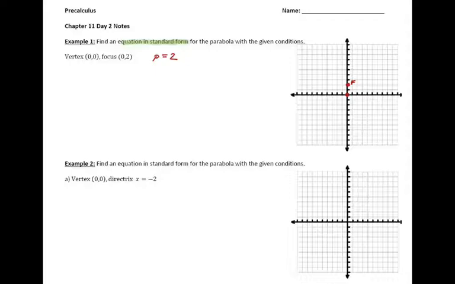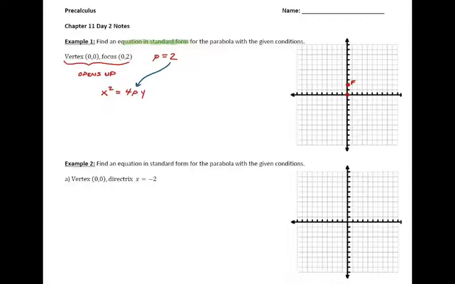And again, I said it opens up because the focus is always on the interior of the parabola. So opening left and right wouldn't make sense in this case because then the focus point would not be inside the parabola shape. So again, it's going to open up, and what that should tell us then is it's going to have this general equation, which is x squared equals 4py, and that equation is the equation of a parabola when the vertex is at (0, 0).